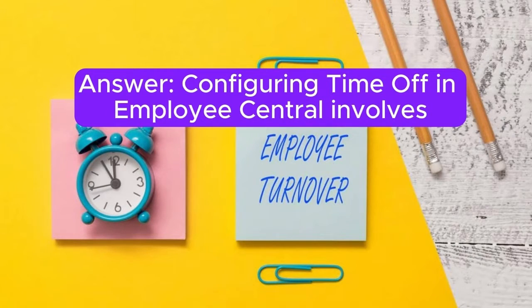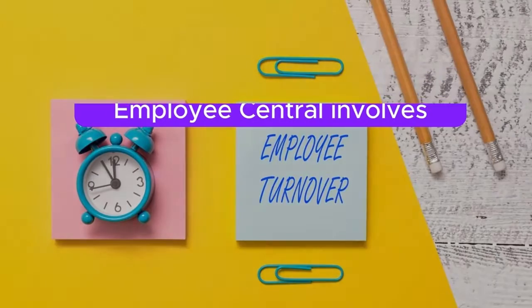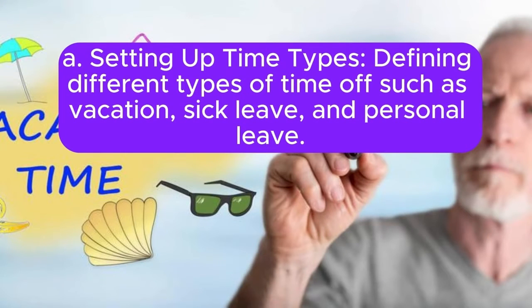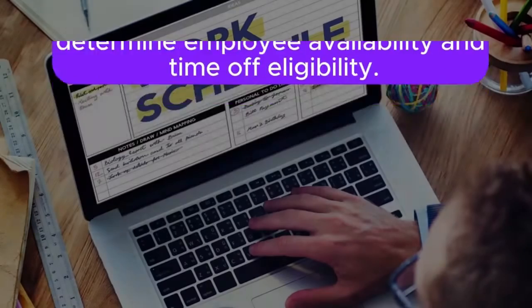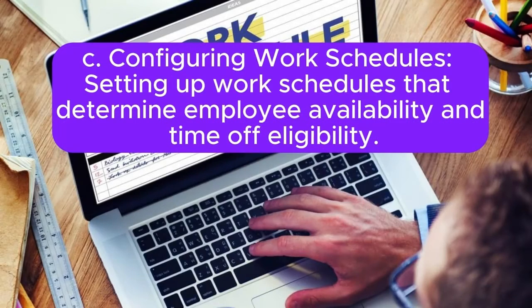Configuring time off in Employee Central involves: A. Setting up time types, defining different types of time off, such as vacation, sick leave, and personal leave. B. Defining accrual rules, establishing rules for how time off is accrued, including accrual frequencies and caps. C. Configuring work schedules, setting up work schedules that determine employee availability and time off eligibility.